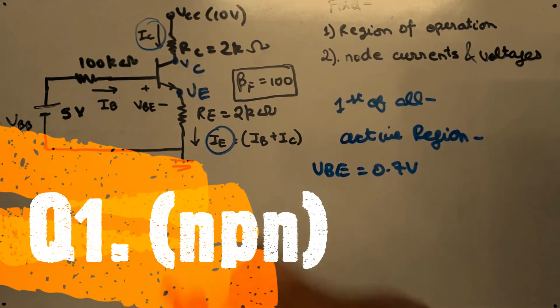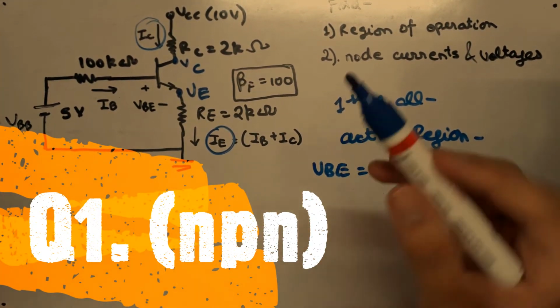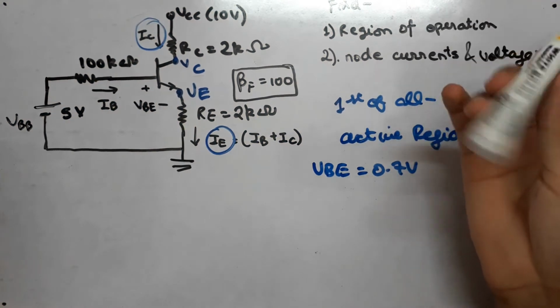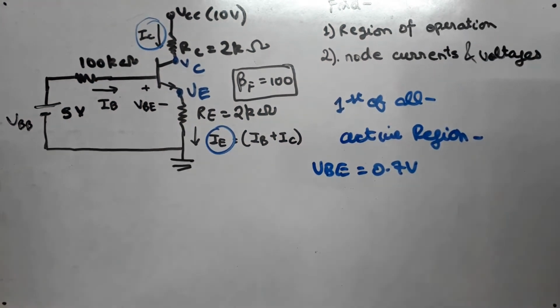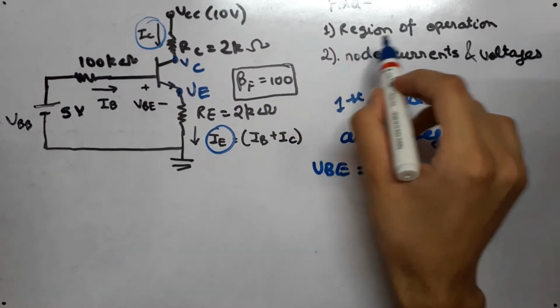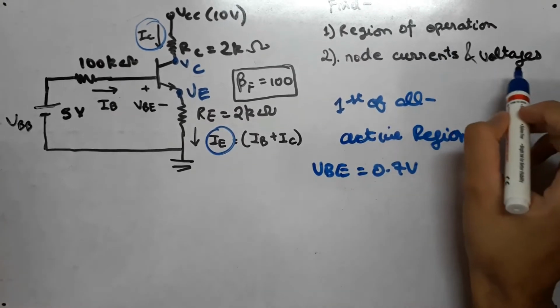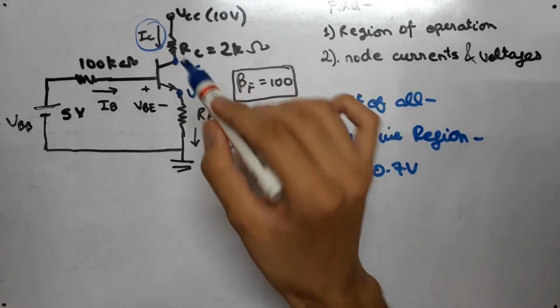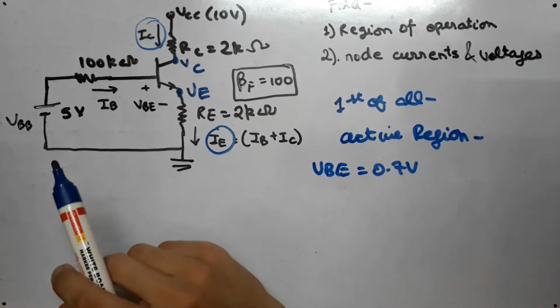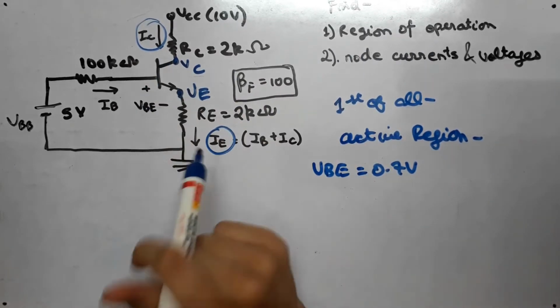Hey guys, today we will learn about BJT questions that are very important from the examination point of view. In this question we are asked to find the region of operation and the node currents and voltages. We know that the node voltages are VC, VE and the node currents are IC and IE.